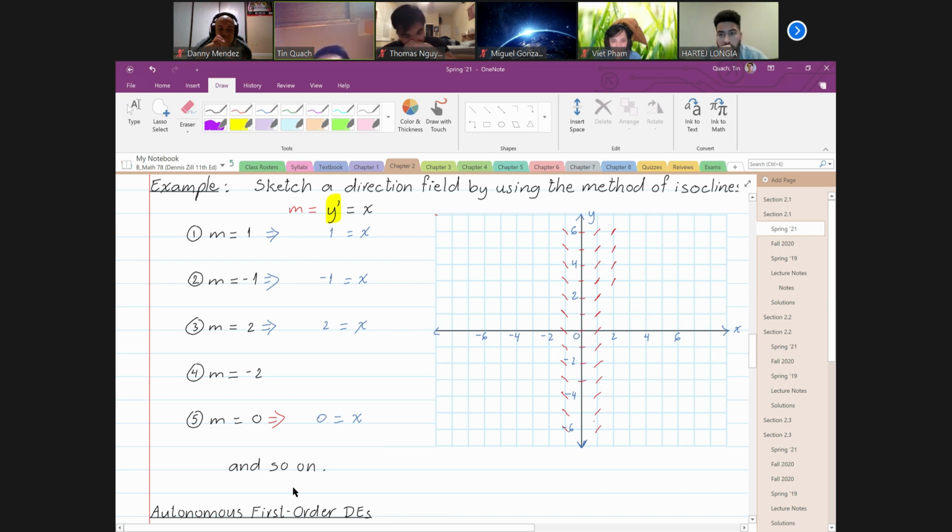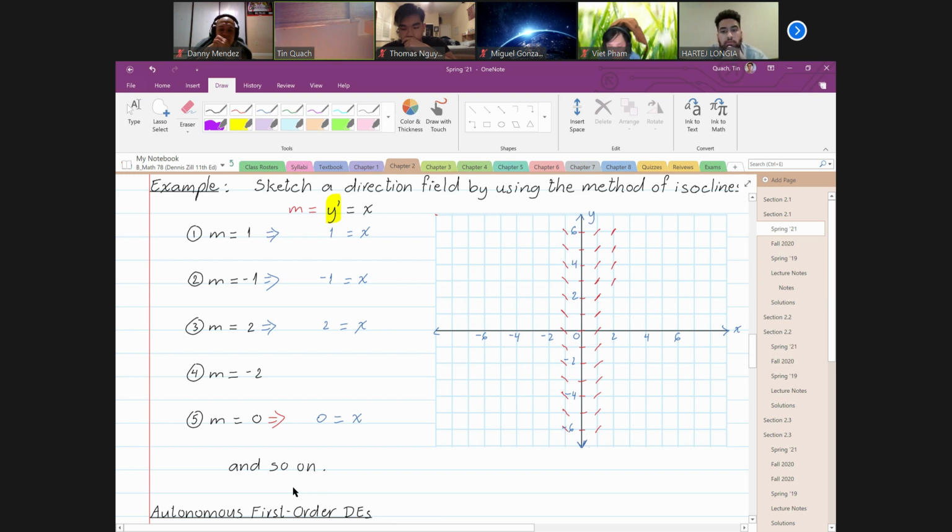All right. And when you do a few more, then you will see a bunch of parabolas. So you know the solution curves are parabolas, and the vertex is going to be on the y-axis. So it's like this. See, like that. Okay. If you do enough, then you can see them. All right. So that is what it means by the method of isoclines.